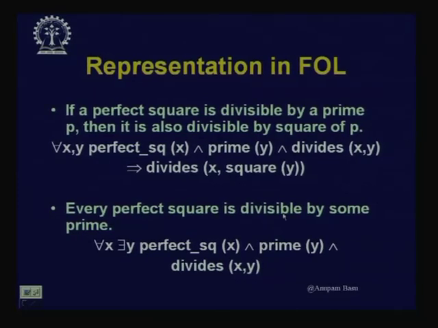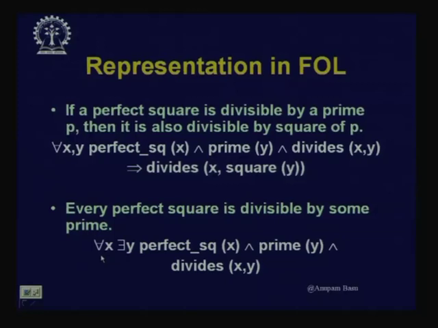Next, every perfect square is divisible by some prime. Now, since it was every perfect square, for all x, perfect square x, there is some prime number which divides it, right. So, I put in for all x there exists y, some prime is there, such that y is a prime. So, perfect square x and prime y and divides y x, that is x is divided by y, all right.